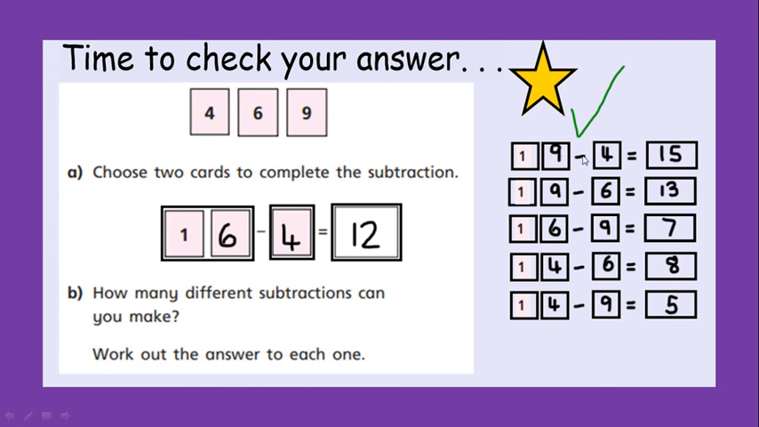But then I've also done a few others. I've done 19 take away 4 equals 15. Well done if you got that one right. 19 take away 6 equals 13. Well done if you got that one right. 16 take away 9. That's 7. 14 take away 6. That's 8. And 14 take away 9. That's 5. So I had a good go. I tried to find as many as I could in a quick short space of time. You might have found some of the same, you might have found some different ones. But yeah, have a little play and see if you've worked them all out.